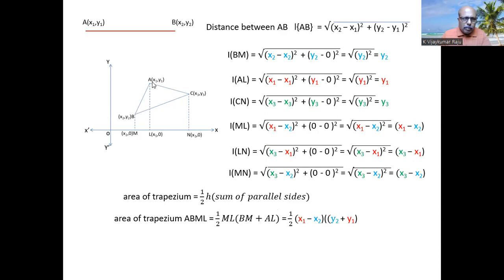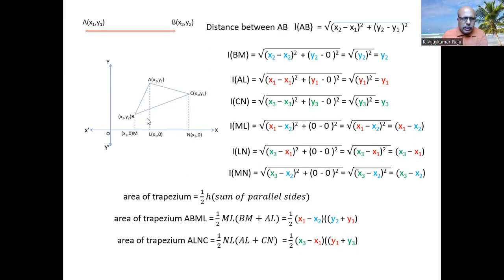Now area of trapezium ALNC is equal to half NL into AL plus CN, where the height is NL and these are the two parallel sides. That is half NL. NL is x3 minus x1, bracket AL. AL is y1 plus CN is y3.